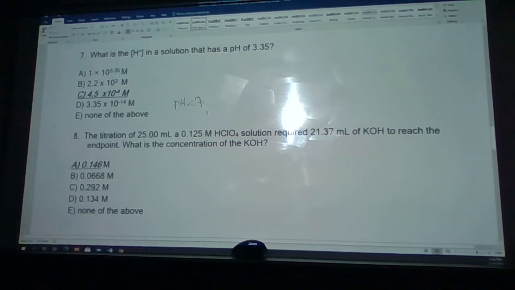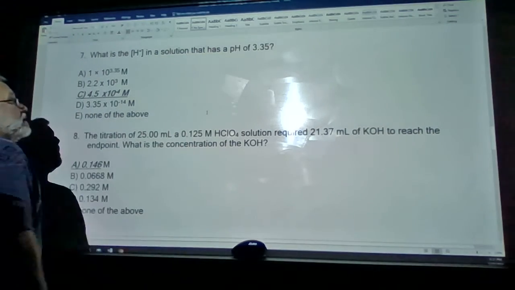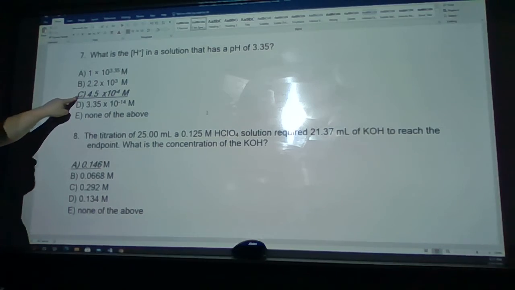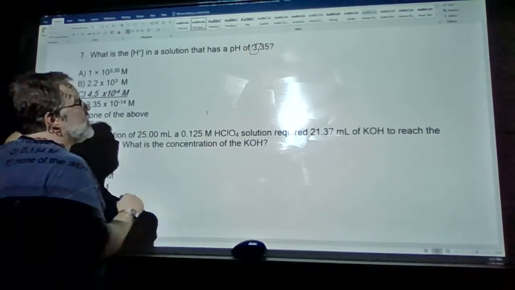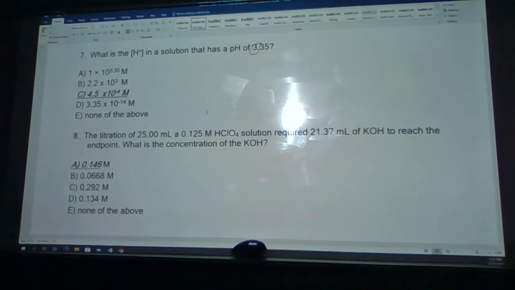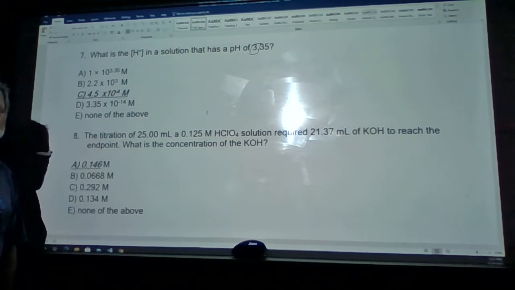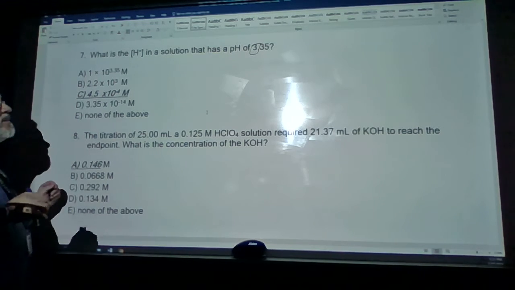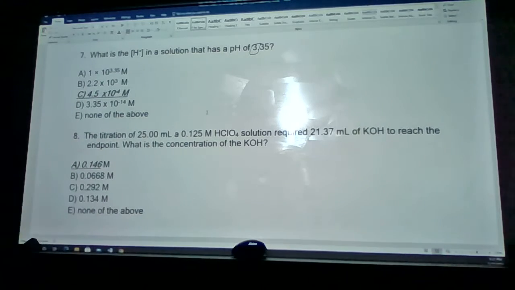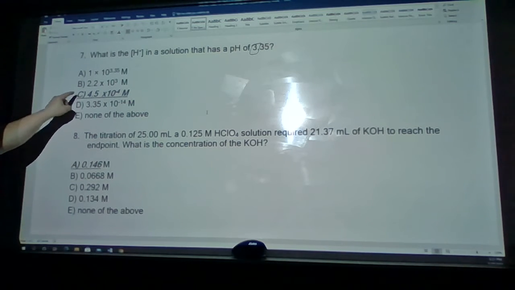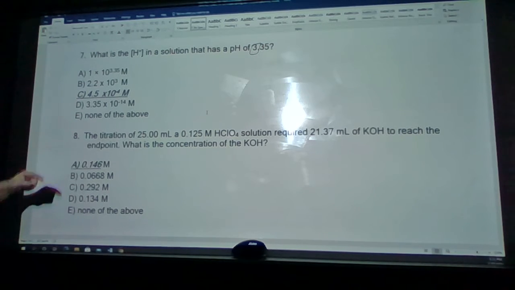Number 7, which solution is the one that has a hydrogen ion concentration with a pH of 3.35? So here we see the pH. If you remember in lecture, I said whenever you're doing the logarithmic operation, usually the pH first digit is 1 less than the exponent. So since our first number here is 3, we know our exponent is 4. Well, which one of these has an exponent of 4? That guy right there. So the answer to number 7 is C.